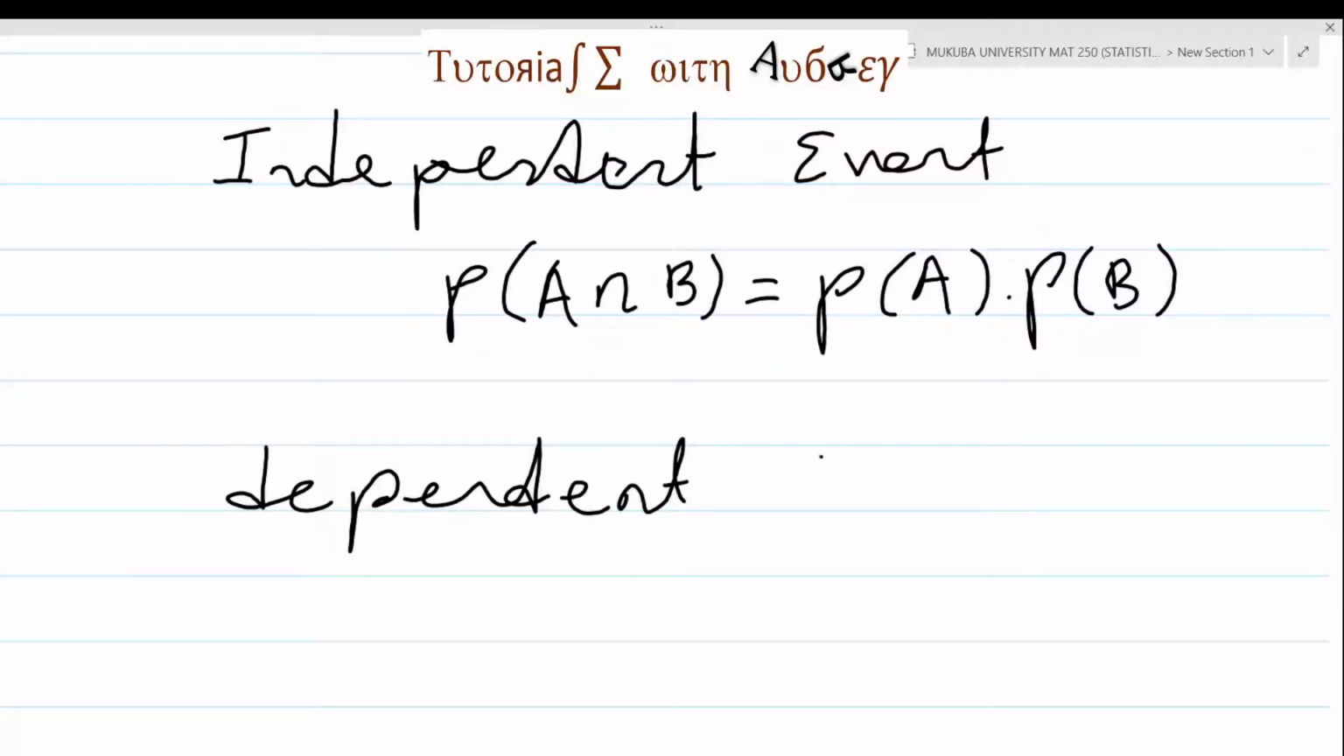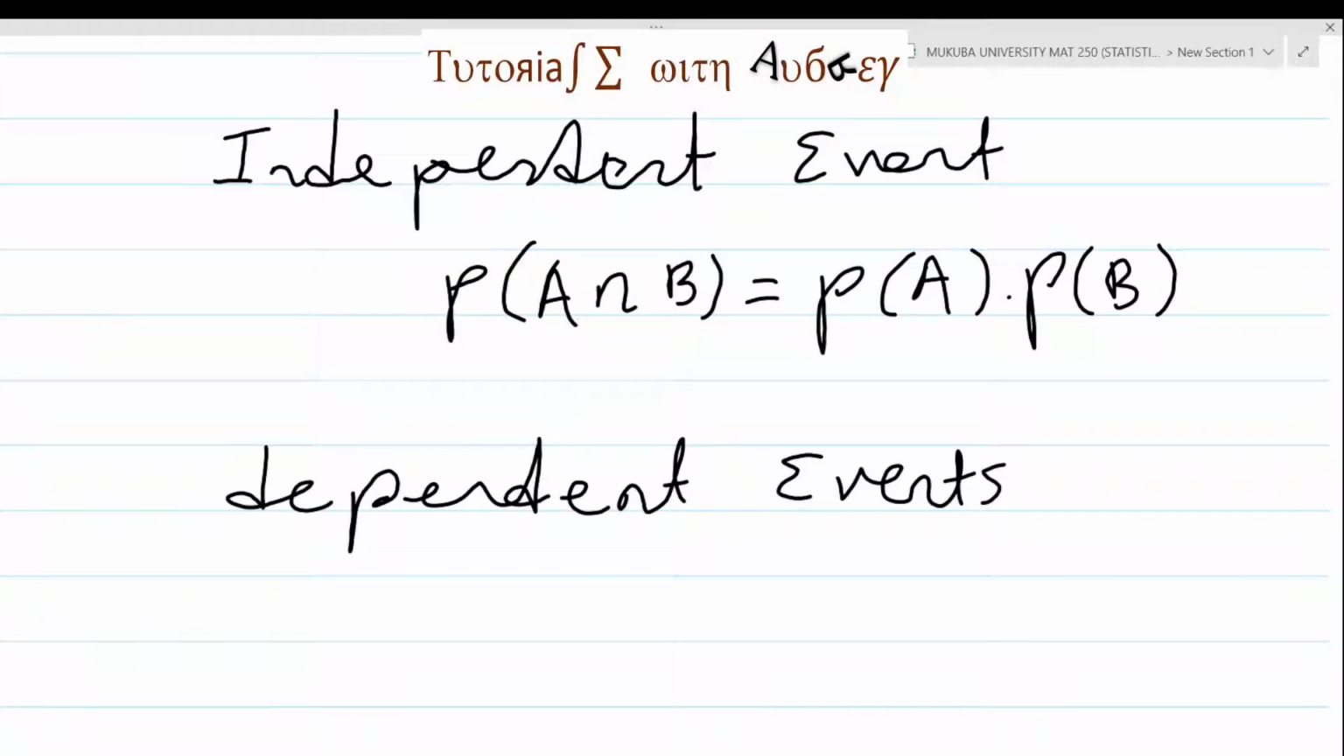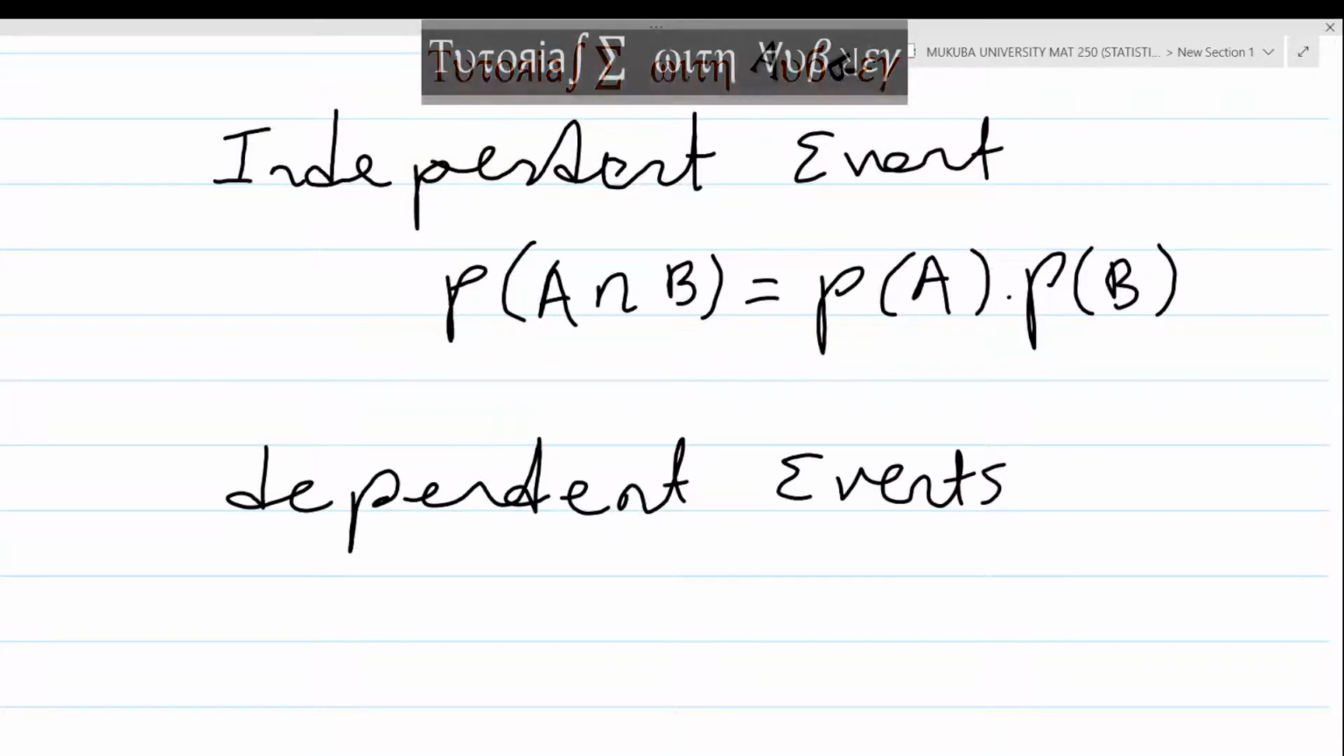The opposite of independent events is when you're dealing with dependent events. Dependent events is when one event happens, and in one way or another, it will affect the happening of another event.